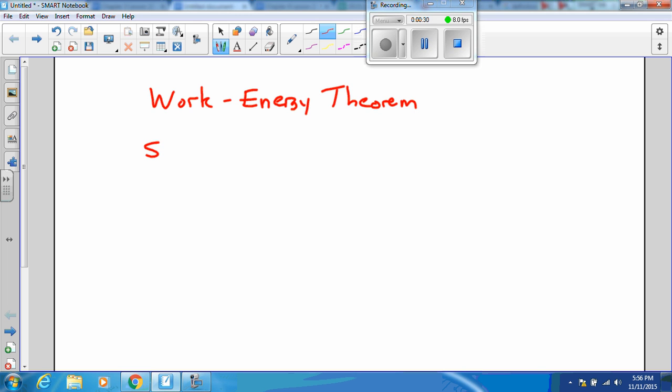So what we're trying to show is that the work done on an object by forces is equal to the change in kinetic energy of the object. And so we're going to begin actually with our equation of motion. Let's consider an object that is subject to a net force, and as a result of that net force, it's going to travel a distance. Let's call that distance delta x right here.